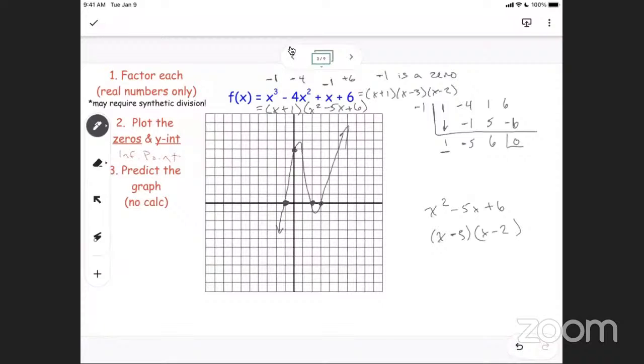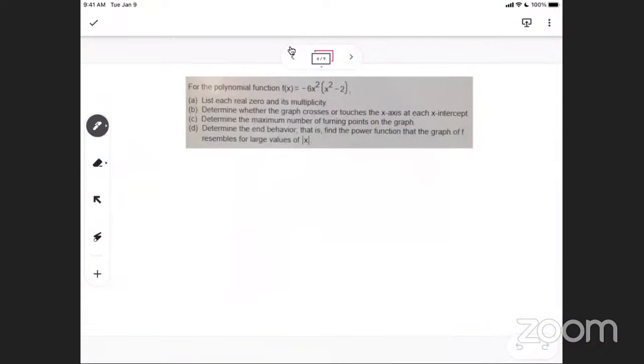Good? Yeah. All right, stop me if you're confused. It seems like you're understanding it, but if you're not, please do tell me. Okay. All right, the next question.